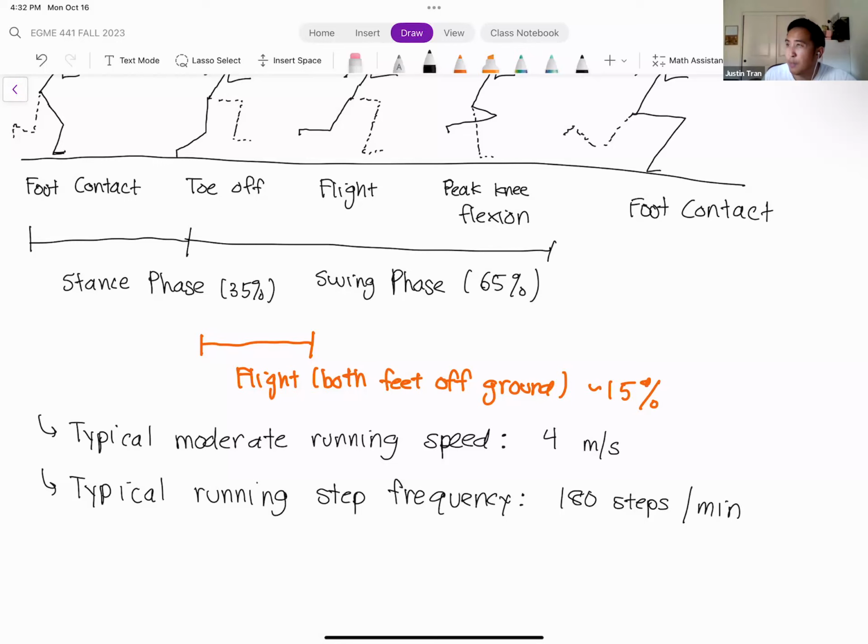And the step length is about the same. Usually when people are running, they don't extend their legs all too much compared to walking. So that is about 1.3 to 1.4 meters.